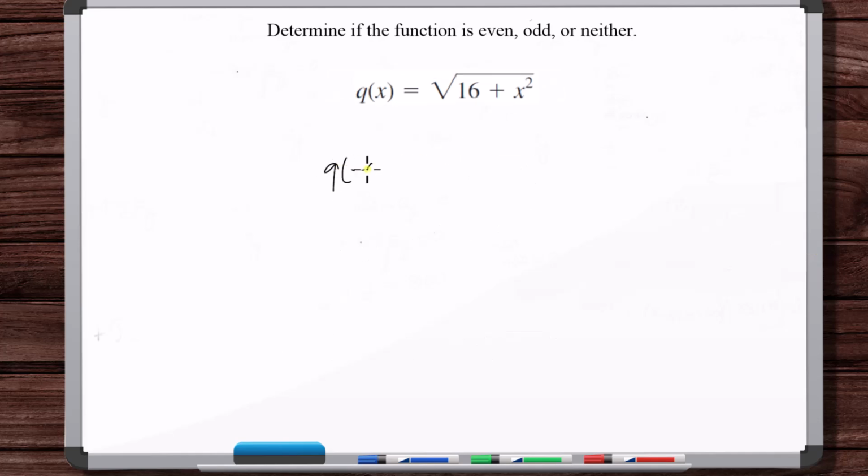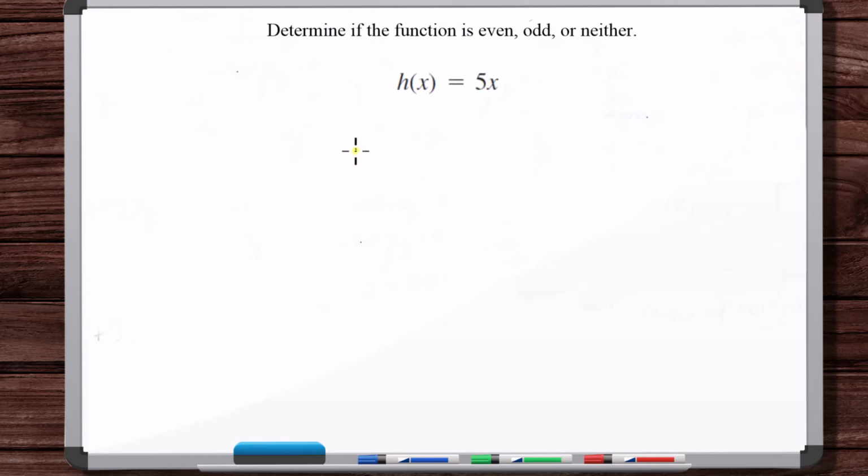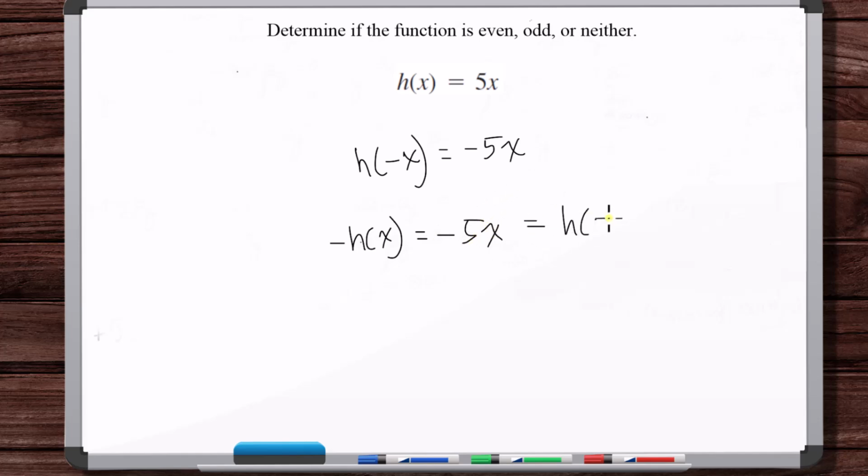Okay, let's check for even. 16 plus, okay, it is even. But minus q of x is just minus square root of 16 plus x squared. That's not the same thing. So this is even. Okay, h of minus x is minus 5x, which is not equal to h of x. Minus h of x is minus 5x, which is equal to h of minus x, so this is odd.